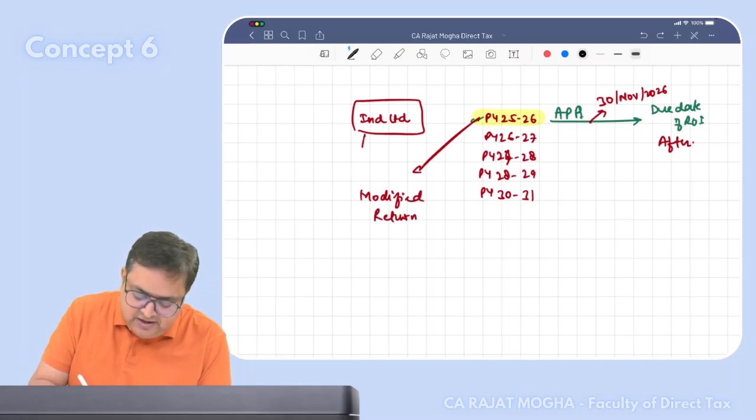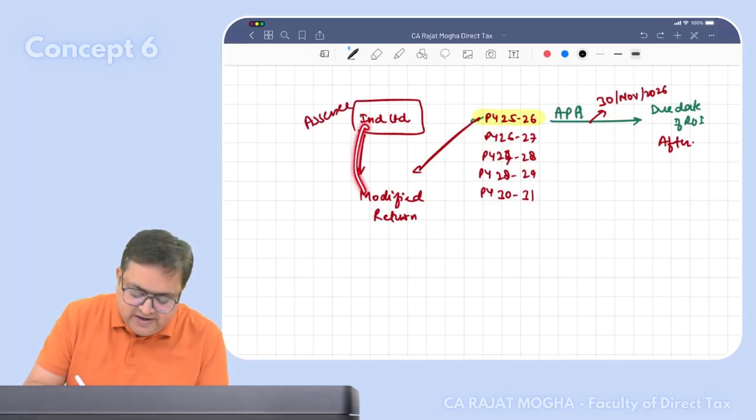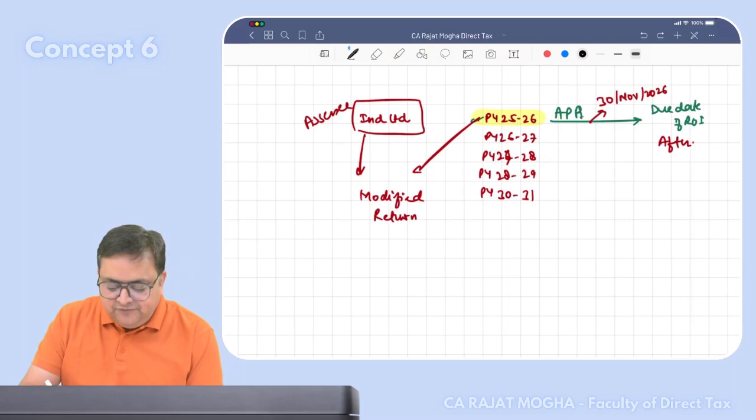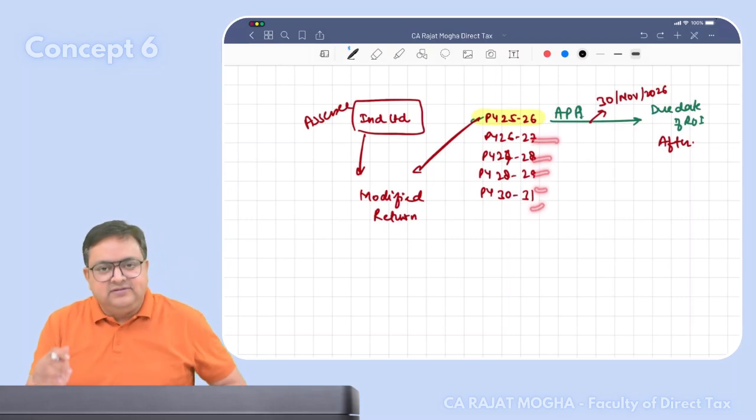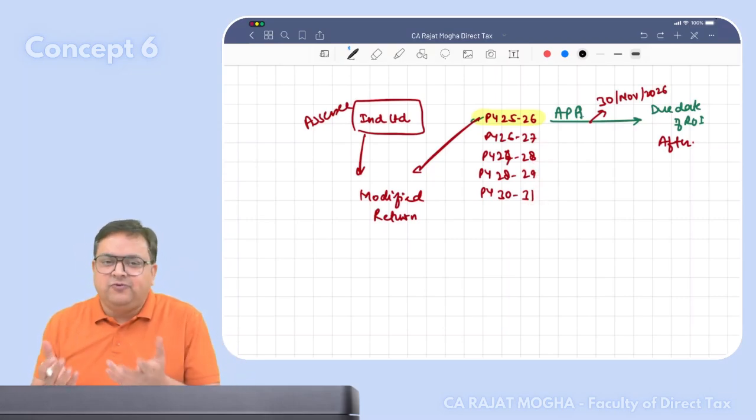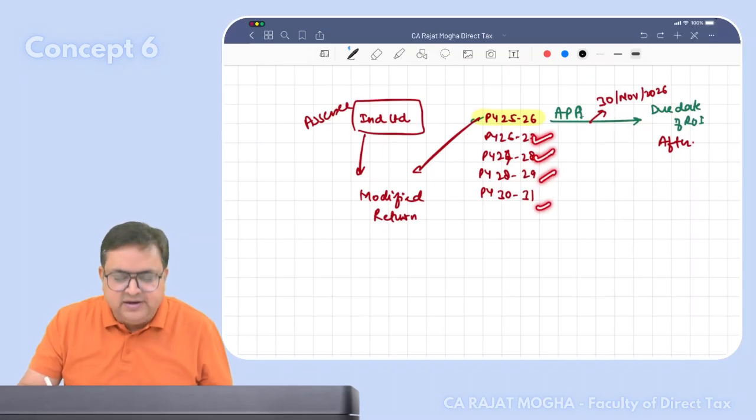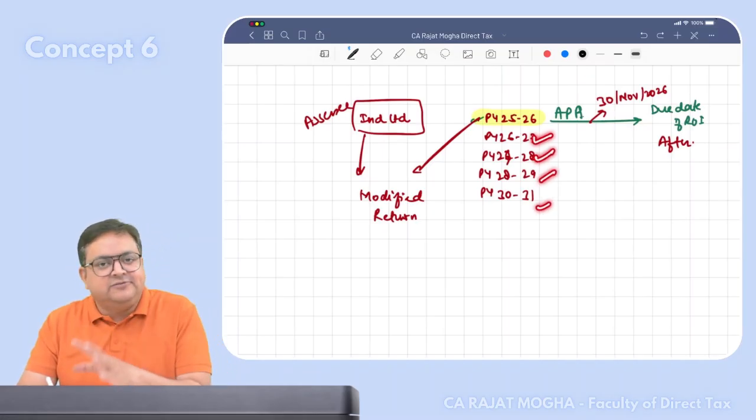So what should Int Limited do? Int Limited is what? Assessee. What should the assessee do? They should file a modified return. See, for future years, the due date is yet to come, so for that there is no issue. We will file the return as per the APA.